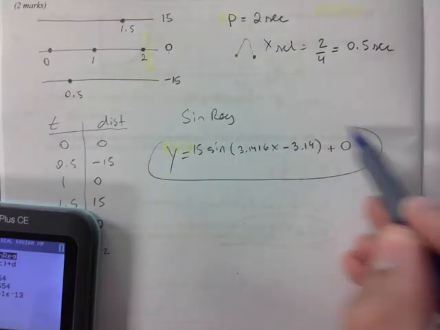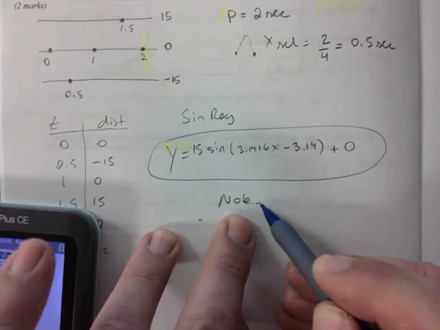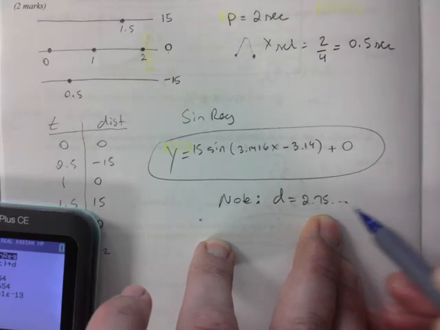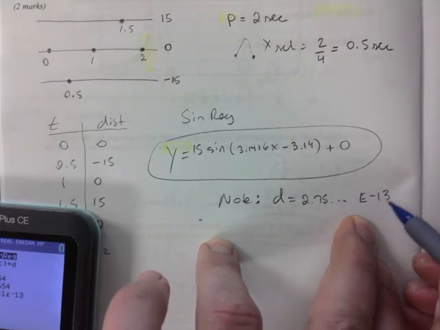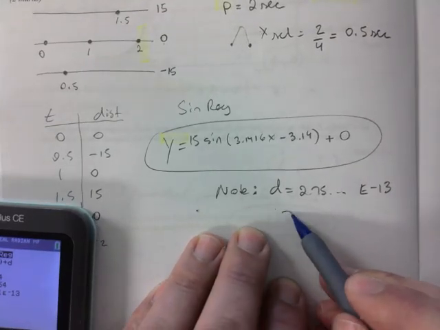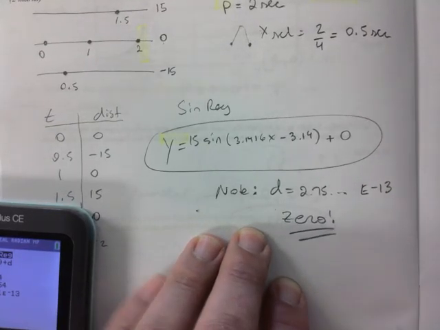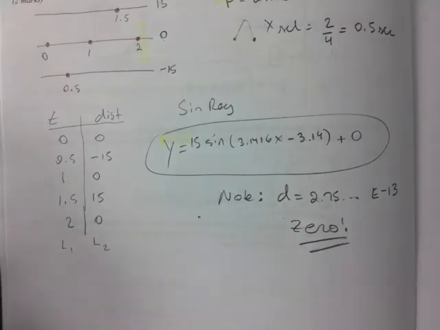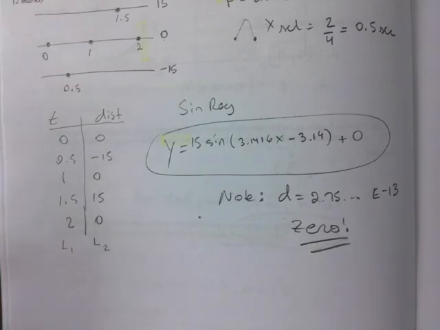And so note, D is equal to 2.75, and that keeps going. E to the negative 13, okay, that's 0. Midline is 0. So all these little things just add up. You would have lost the mark most likely on that equation. So that's why you want to be extremely careful and go through these so you don't make those mistakes.